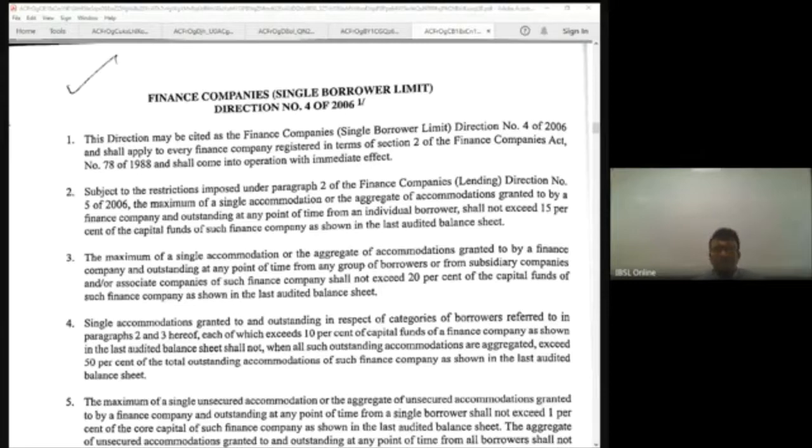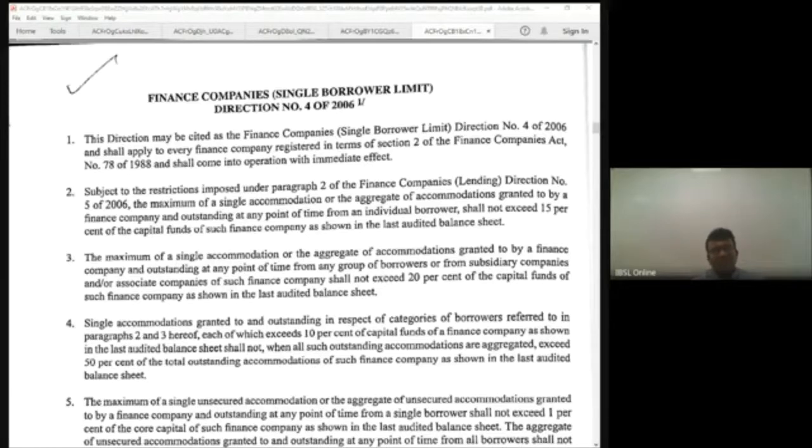Now just imagine this. After obtaining this finance license, which I can do as a finance company, I'll put 5 rupees from my end as the owner and collect 95 rupees from the general public. After doing that, I give away this 100 rupees to my wife to start a business.